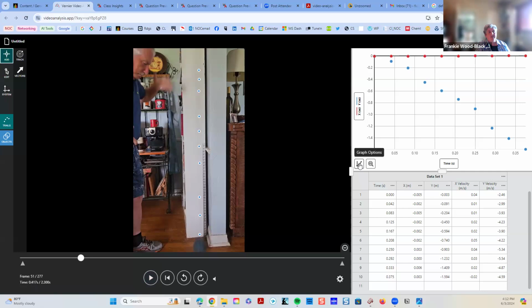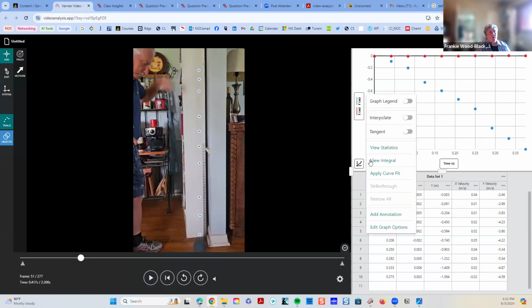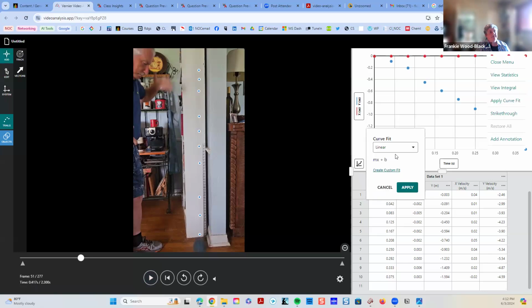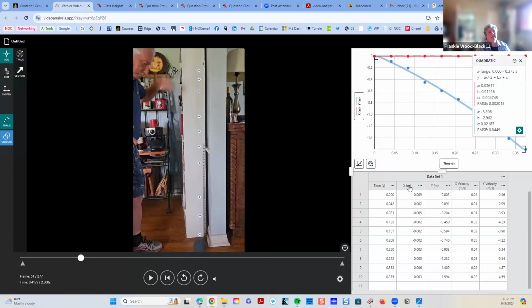Now I'm going to go over to my graph options and I'm going to do a curve fit. I'm going to apply our quadratic curve fit. And you can see that, yep, I've got some experimental problems here because my dots aren't exactly on the line. Well, I'm taking real data. My dots aren't exactly on the line. And so that's where some of my experimental error is going to be. And I'm going to hit apply.